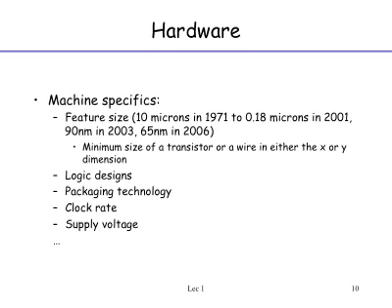We also need to consider the logic designs, how we build the gates, and we also need to consider the packaging, clock rate, and supply voltage. Especially the clock rate and supply voltage, those are the two main factors determining the power consumption of the chip.